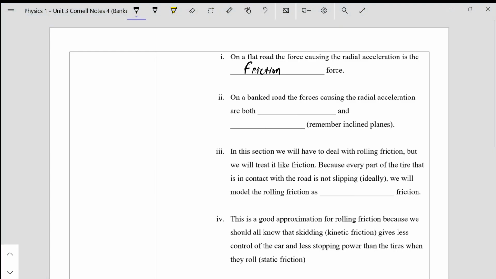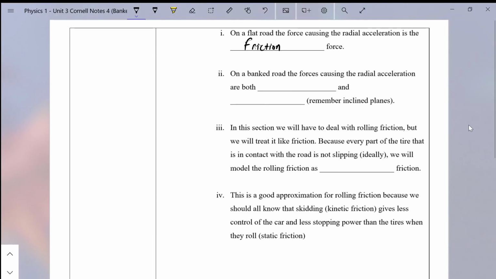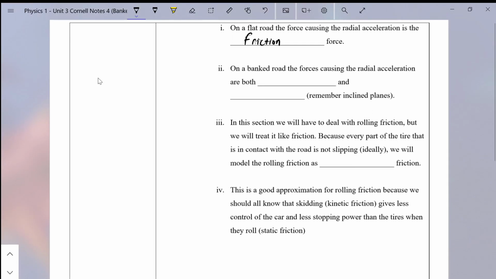The biggest difference between banked curves, say if we're looking at the front of the car, here's the road, here's the front of the car. A flat curve doesn't have an angle. It's just this thing here. But if we are banking our curve, then it's like this.